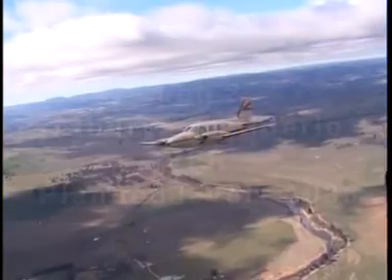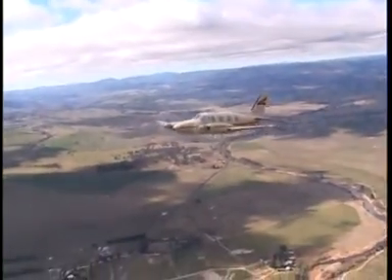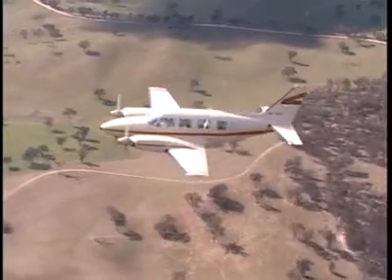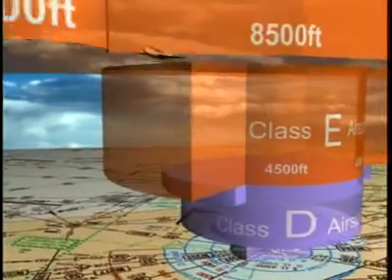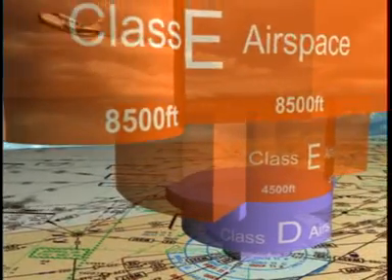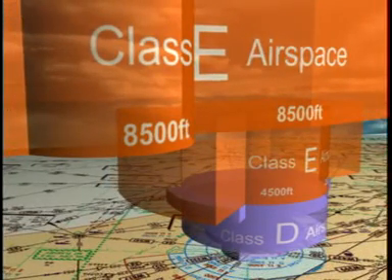Kilo Lima Sierra, report passing 4,500. Kilo Lima Sierra. We're just about to leave Albury's Class D airspace into Class E airspace, which means the level of ATC service you're receiving will change. Kilo Lima Sierra left 4,500. Kilo Lima Sierra, you're now outside controlled airspace. Control services terminated. Frequency change approved.